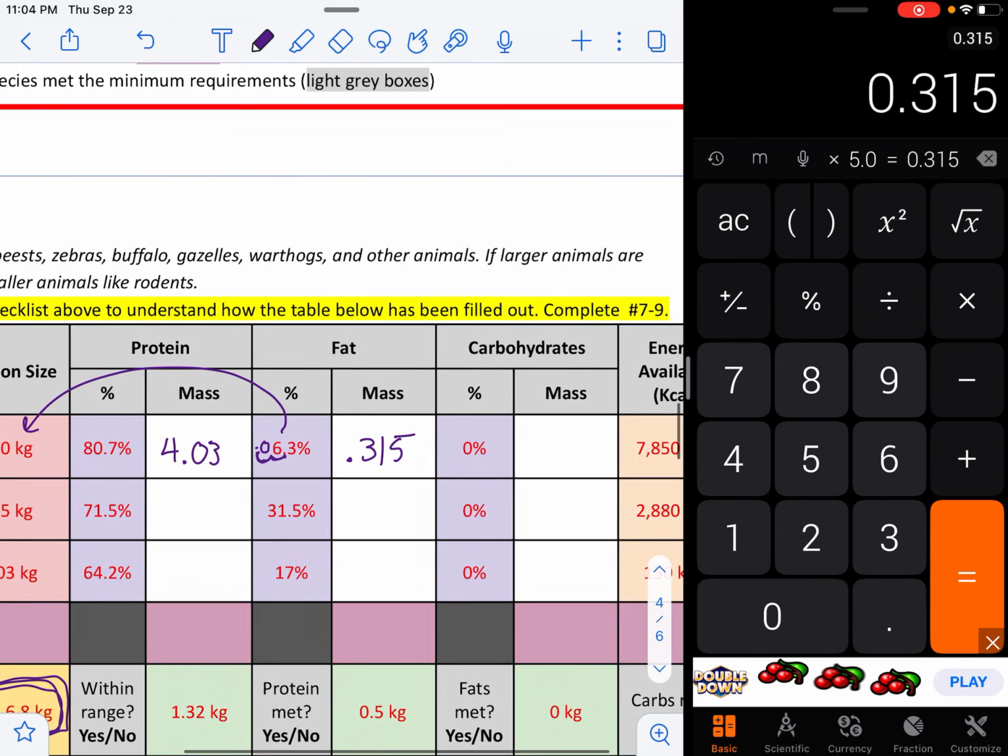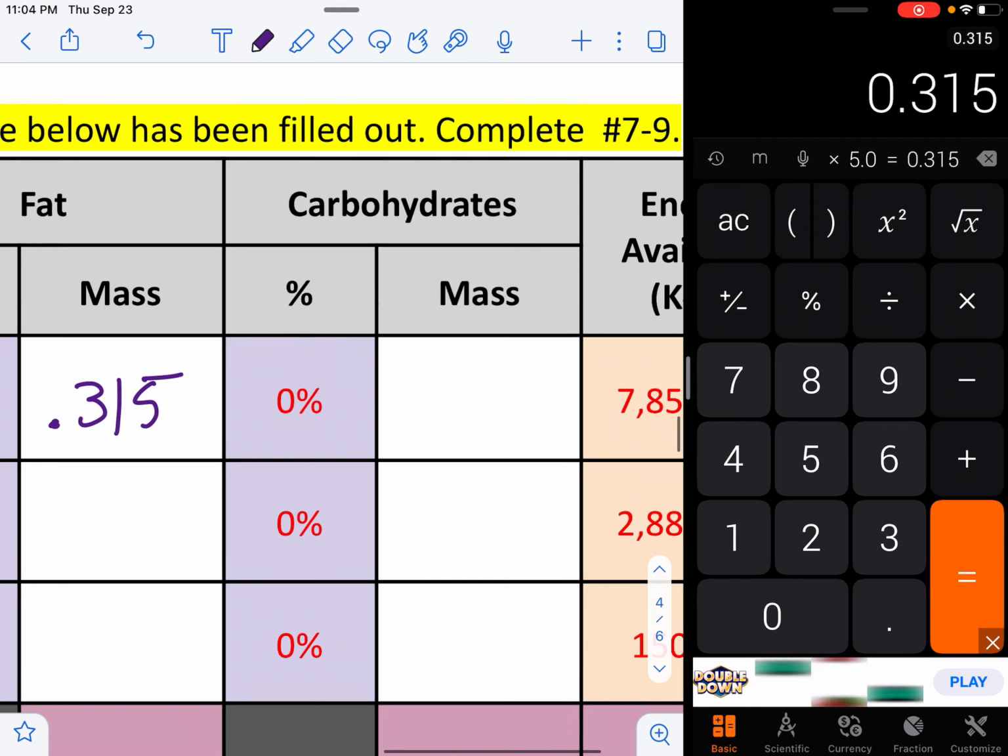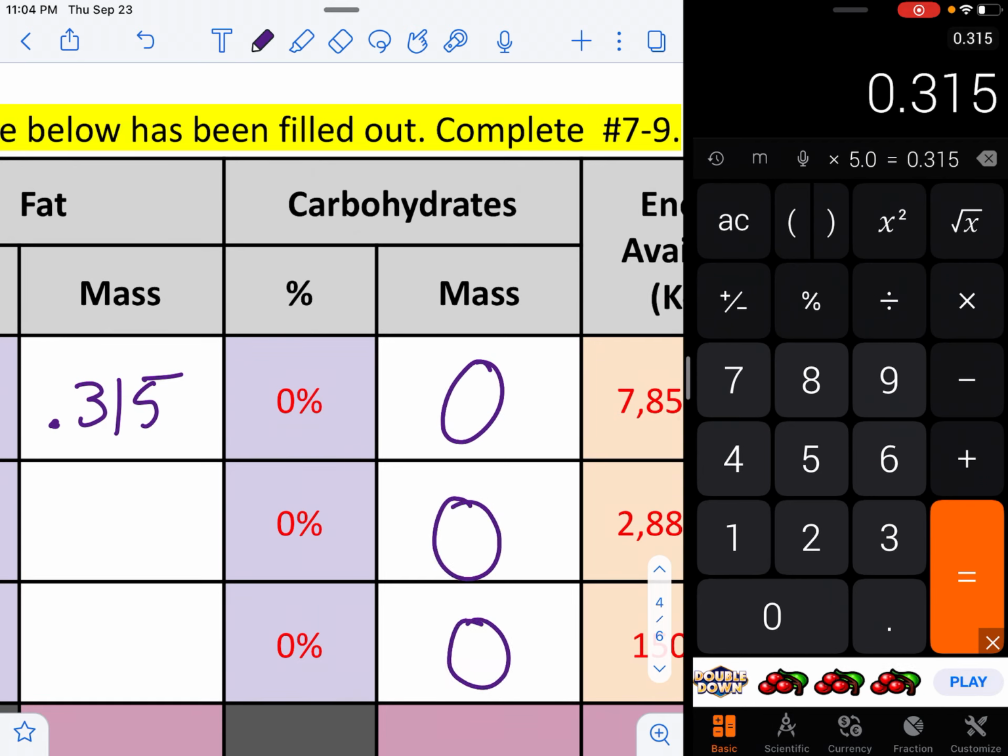Now how much carbs is present in the deer sample? Well, it's 0%, which means that the mass is 0. And in fact, I can fill all of those in.